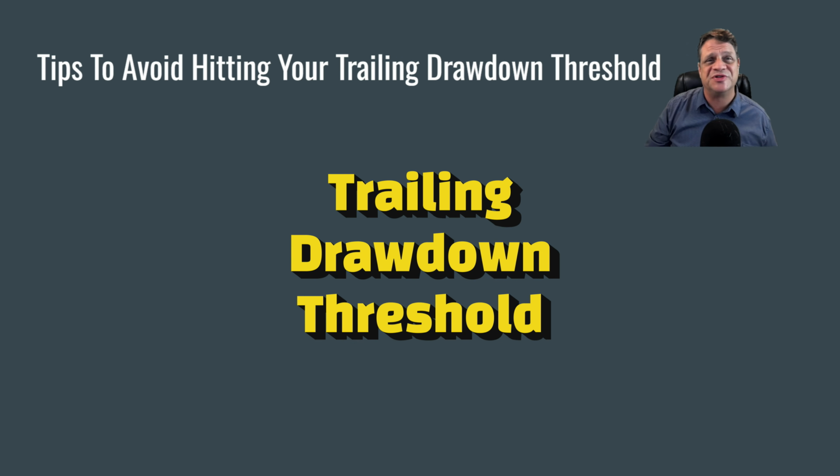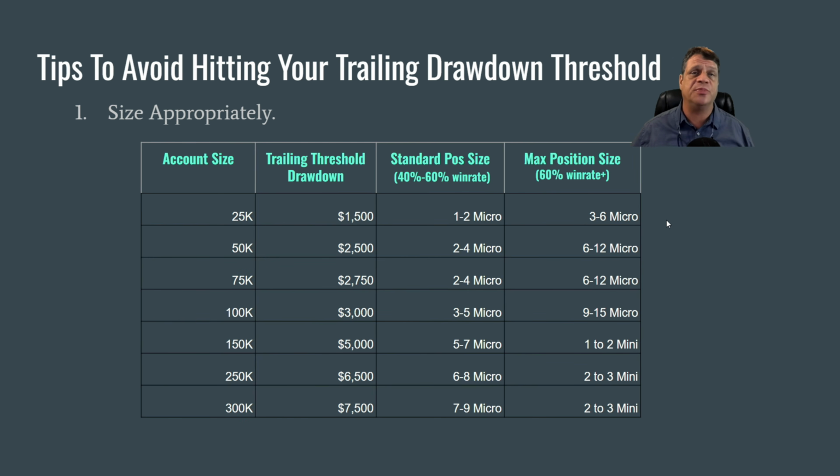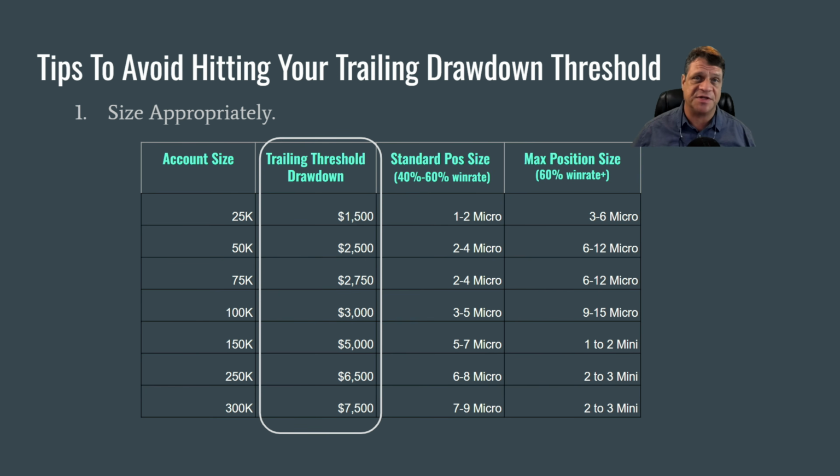So here are some pro tips to help. Number 1, size appropriately. Honestly, most of the time, trading micros is a better option to manage your risk in these Apex accounts. I made this cheat sheet to help you size appropriately. I have included the maximum trailing threshold drawdown for each of the account sizes in Apex, and there are 2 columns of position size recommendations.